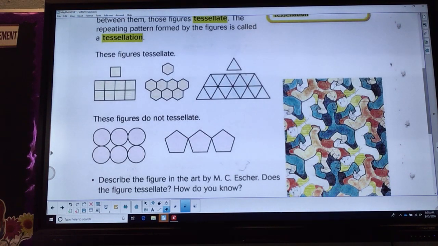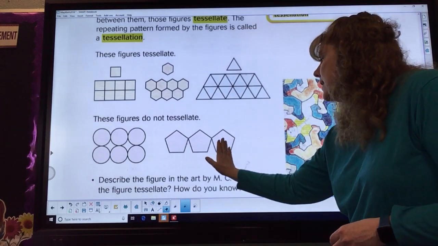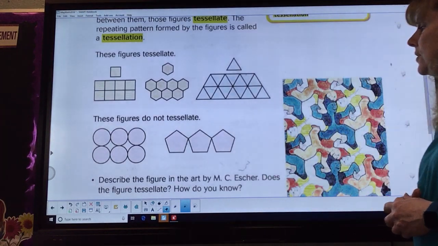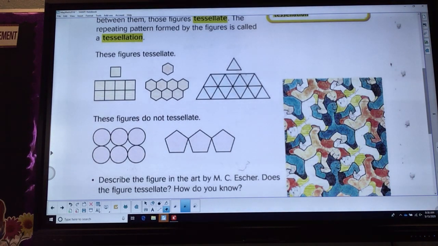The same with my pentagons. If you look at those, even if I turn this and line it up, I'm still going to get some gaps in there. So therefore, they don't overlap, but there are spaces.